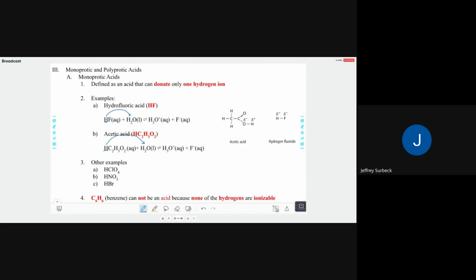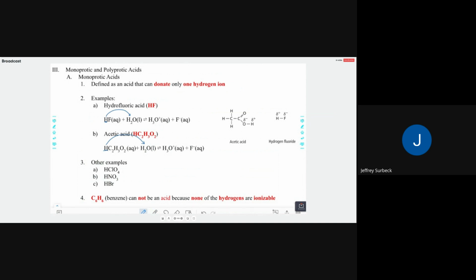Last point here is this. Benzene here can't be an acid or base. Yeah, it has H's, but the way it's structured in its formula, those H's are locked into place. They cannot be donated, so it can't be classified as an acid or a base. In most cases, it can't accept those H pluses either. So benzene cannot be an acid because there's no H to donate.